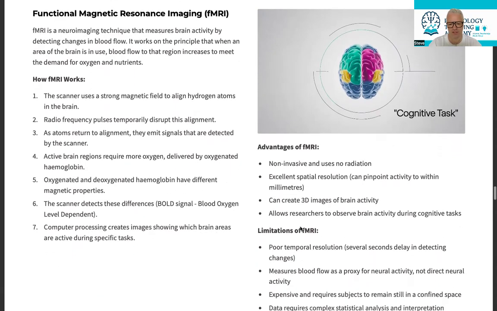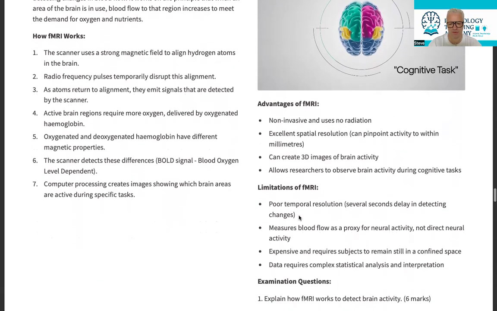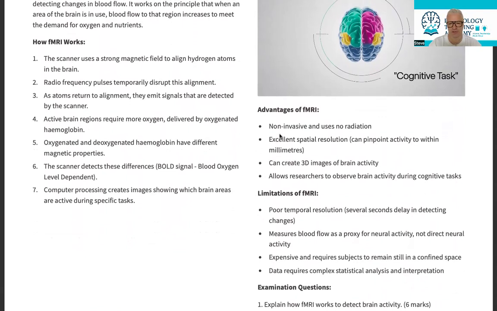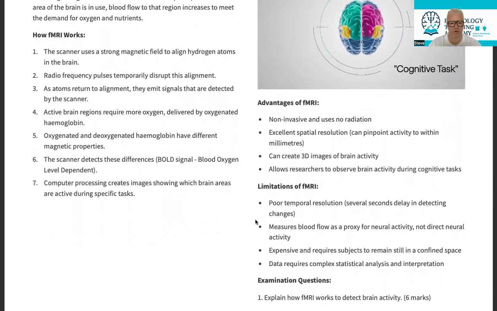And then you've got the advantages and disadvantages of an MRI, an fMRI. So it's obviously non-invasive. It creates a nice 3D image, but you get poor temporal resolution. Temporal means time, so there's a bit of delay. But spatial resolution might be quite accurate in millimeters, which is this bit here.